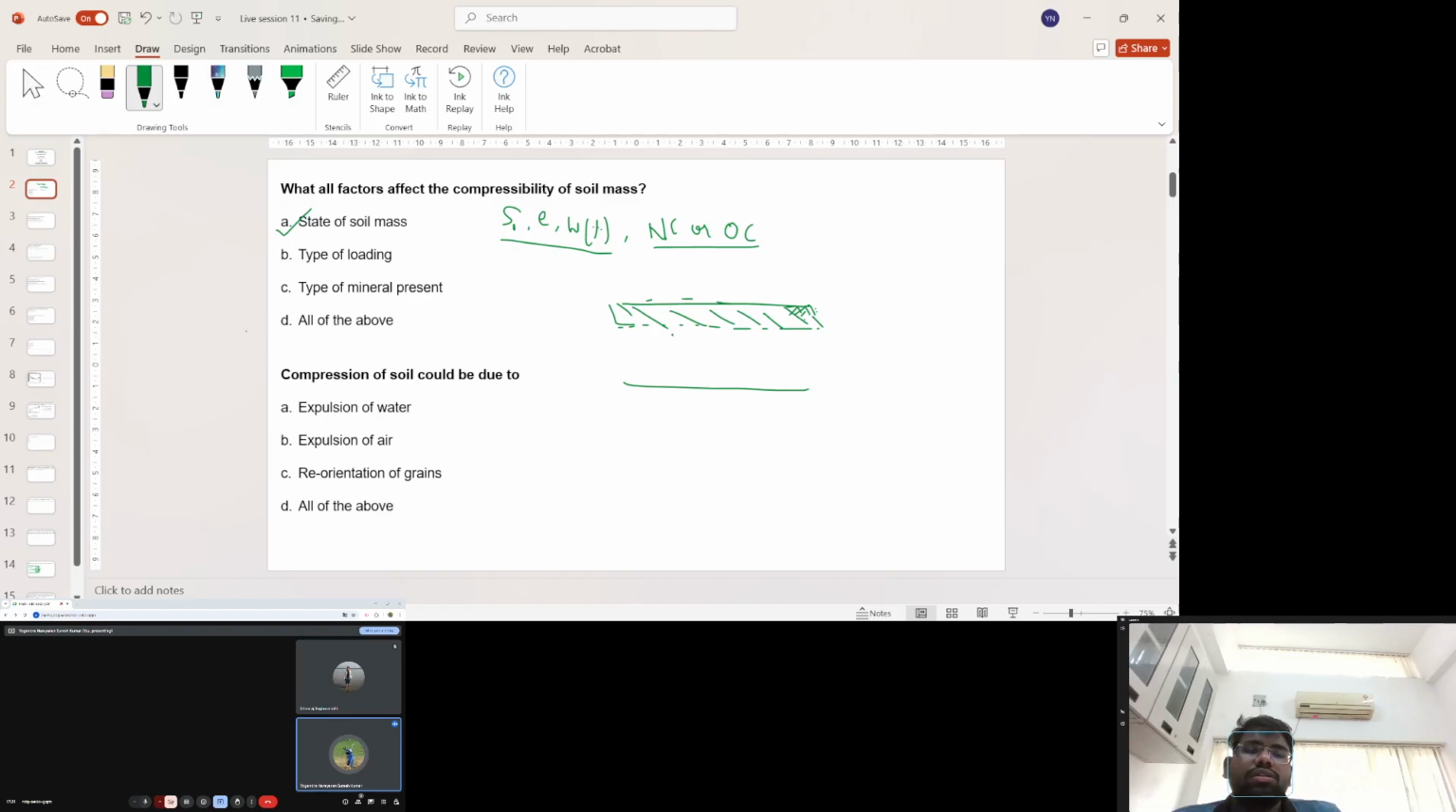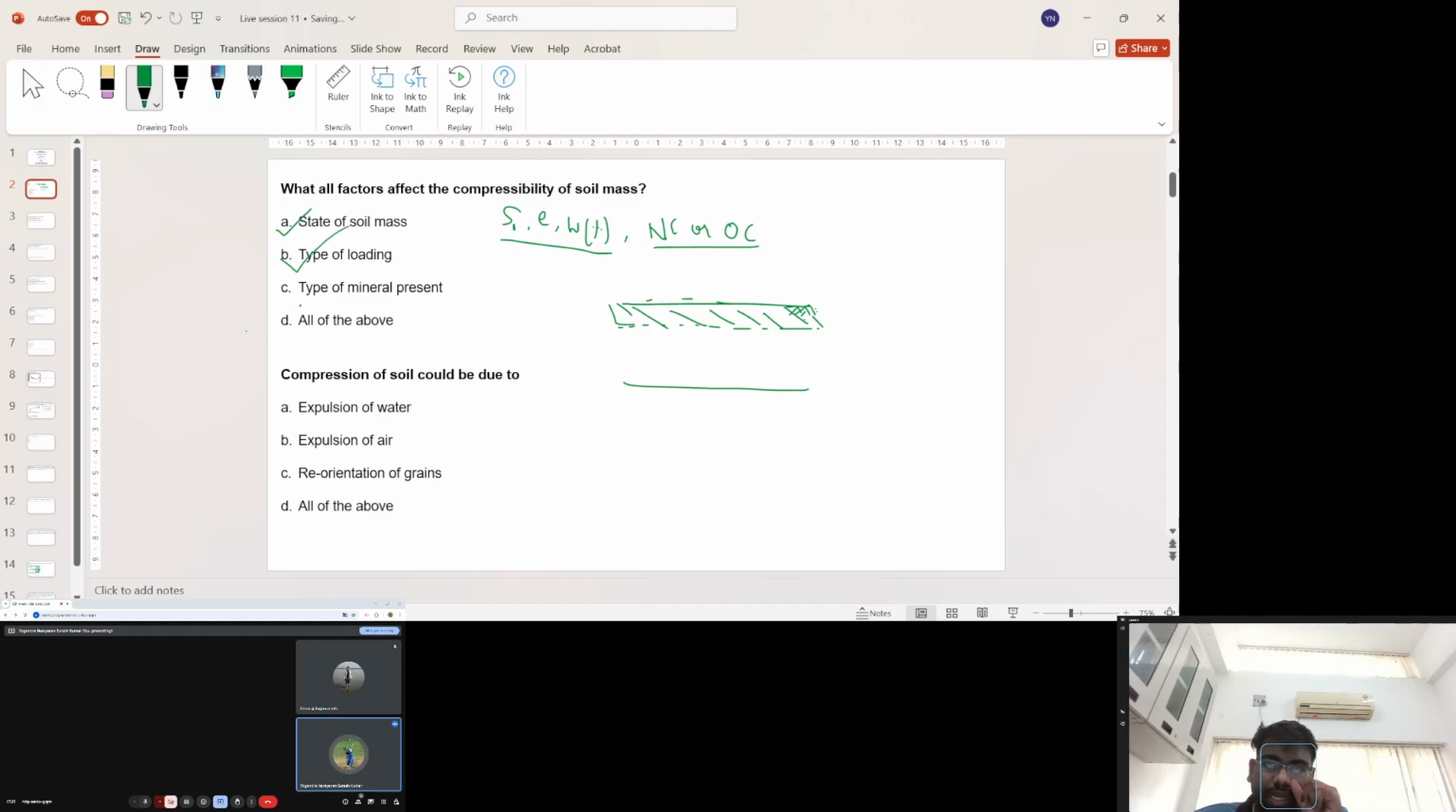In this situation, if you excavate the soil, obviously the state of the soil here will convert itself from normally consolidated to over consolidated behavior. Hence, the type of loading may be of two types broadly: increment of load as well as decrement of load. In that case, it affects the state of the soil, which in turn affects the compressibility aspects. So option B is also right.